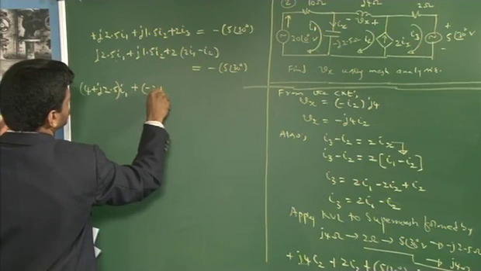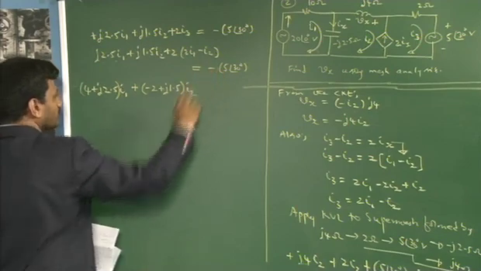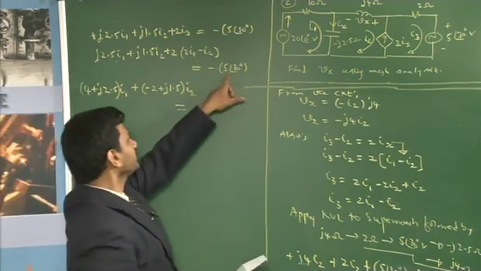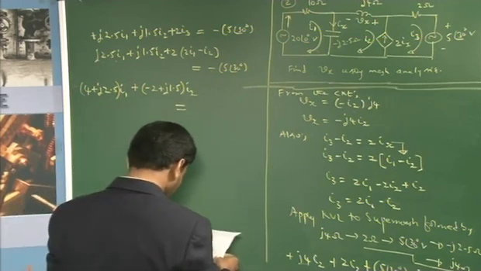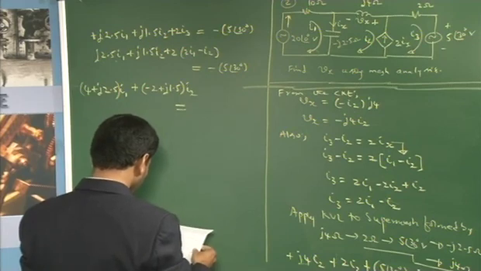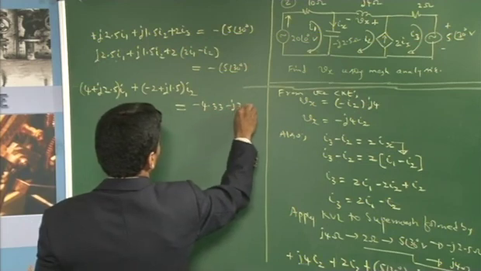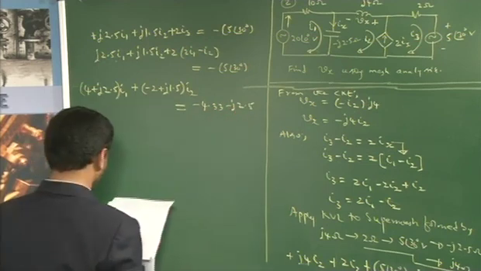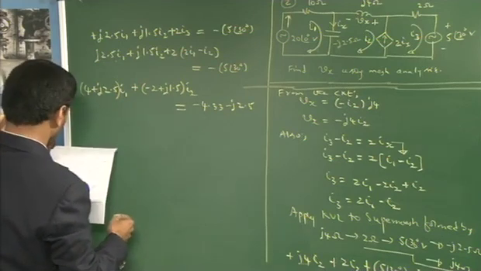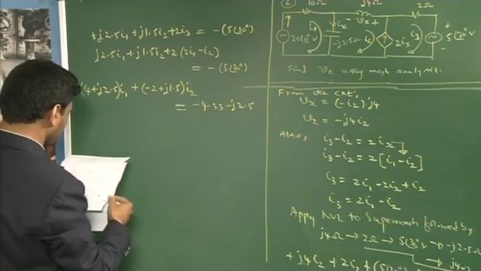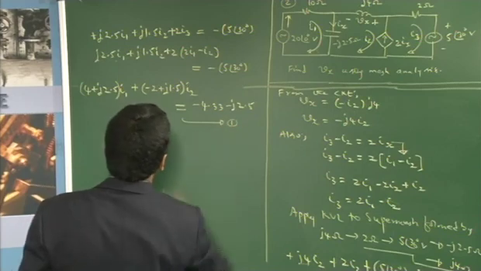So, minus 2 plus j1.5 I2 is equal to, now in polar form it is 5 at an angle of 30 degrees multiplied by the minus sign. In rectangular form this will be equal to minus 4.33 minus j2.5. Okay, so everything is in the right place. Call this equation 1.